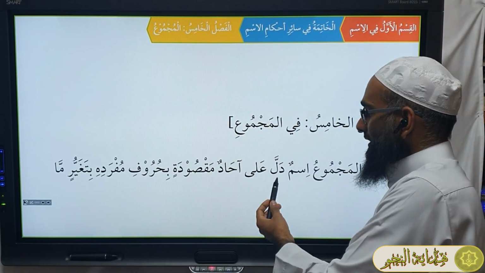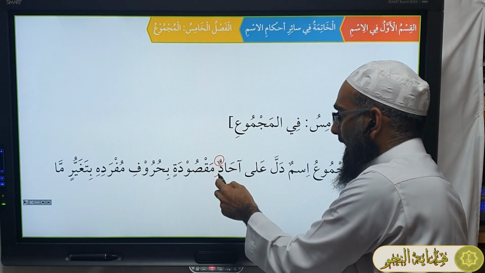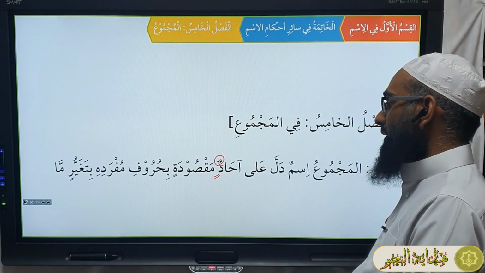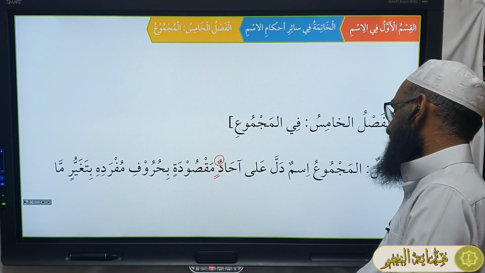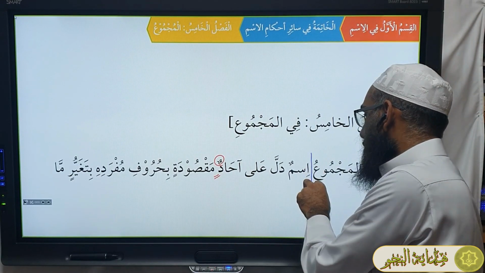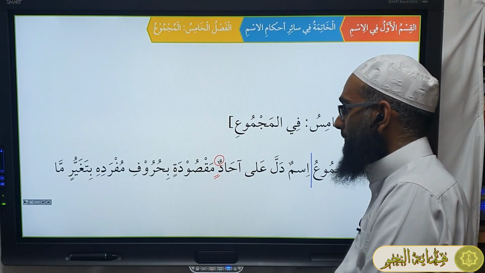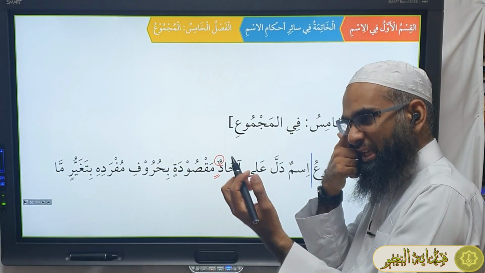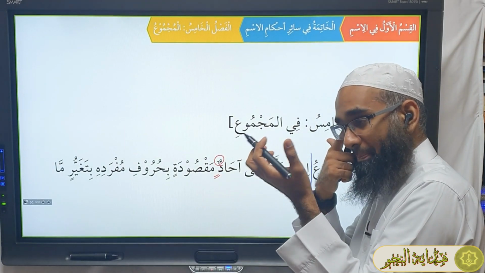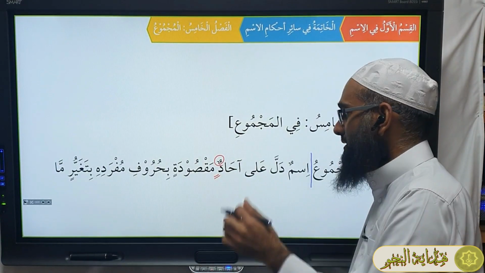المجموع اسم دل على آحاد مقصودة بحروف مفرده بتغير ما. A مجموع, a plural, is that noun which denotes intended ahad: singulars, members, persons, units.